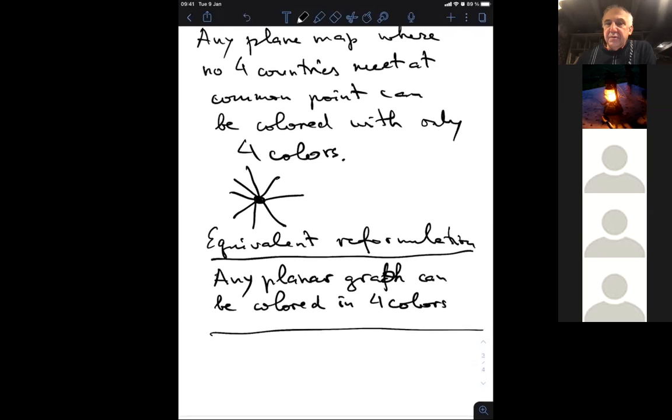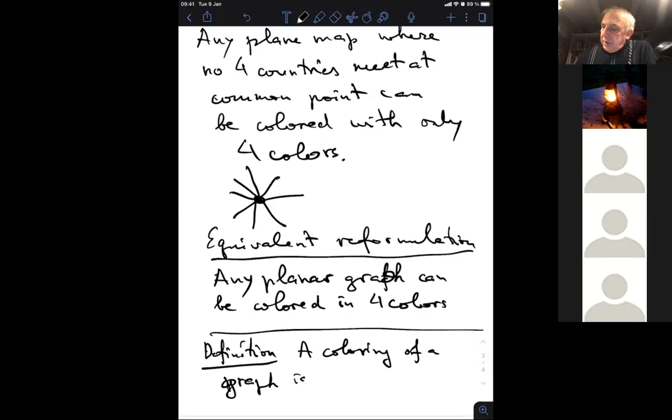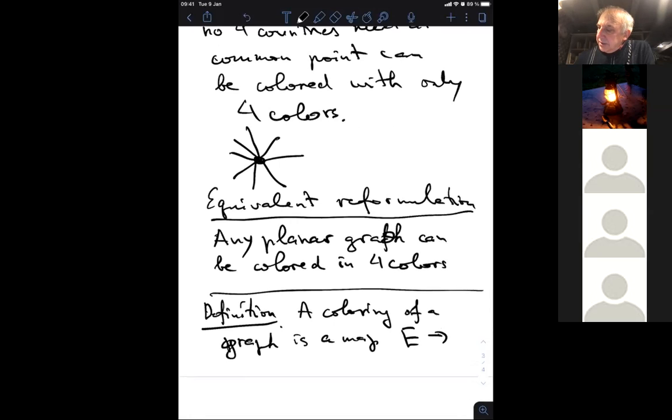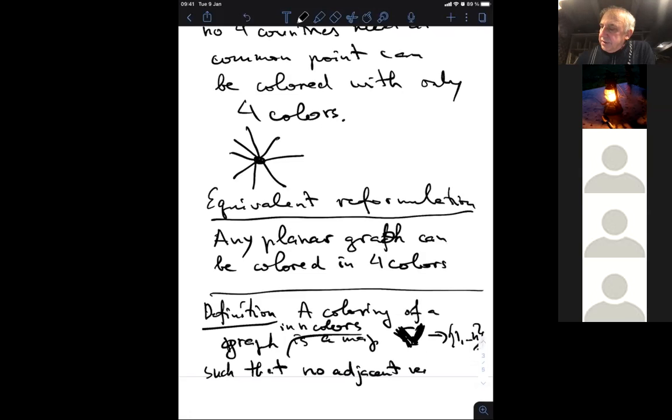So now I have to introduce the notion of a coloring, definition, and then I'll probably go back to my slides. Definition: a coloring of a graph is a map from its vertices to, say, numbers 1 to n, and coloring in n colors is such that no adjacent vertices are mapped to the same number.